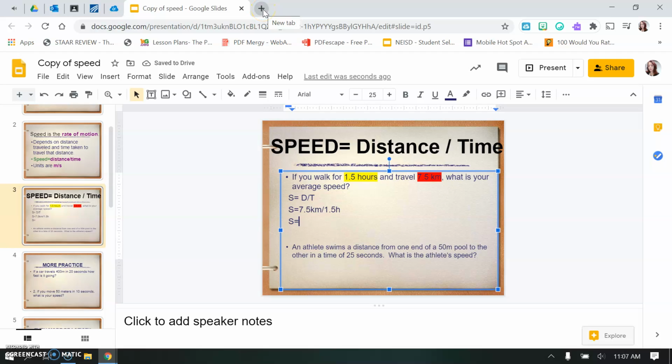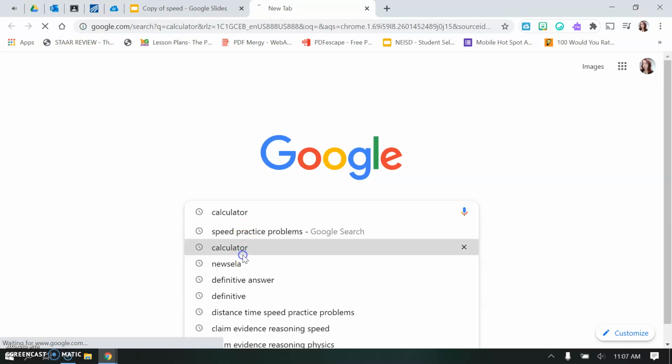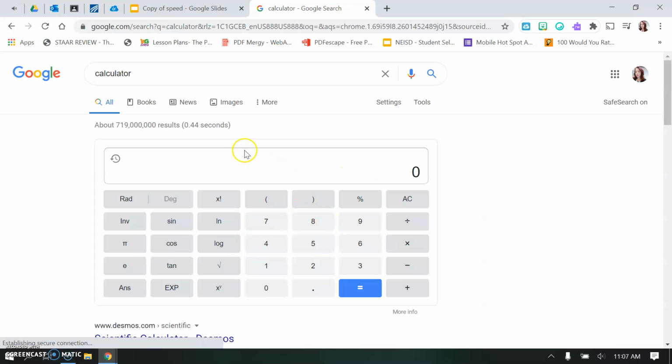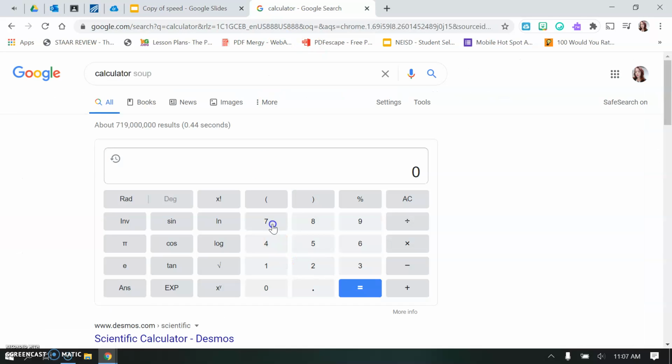And I'm not going to ask you to work out the math on a piece of paper, and I'm not going to ask you to do mental math. I'm going to ask you to use a calculator. So if you don't have a calculator, you can always go to Google and click on calculator or type in calculator. And then you're going to get your distance, 7.5, and you're going to divide it by the time, 1.5. So 7.5 divided by 1.5. And that'll give you 5.